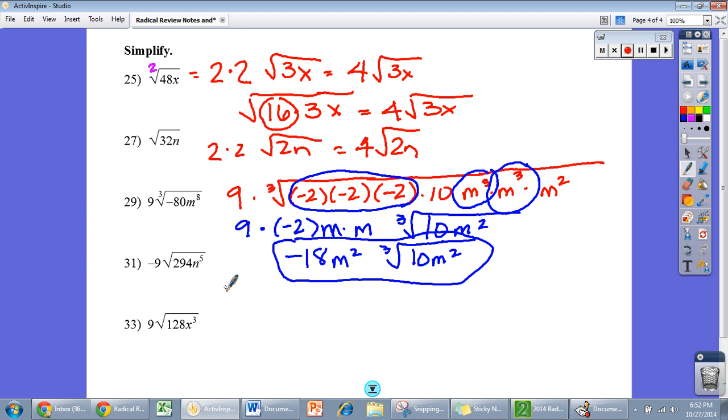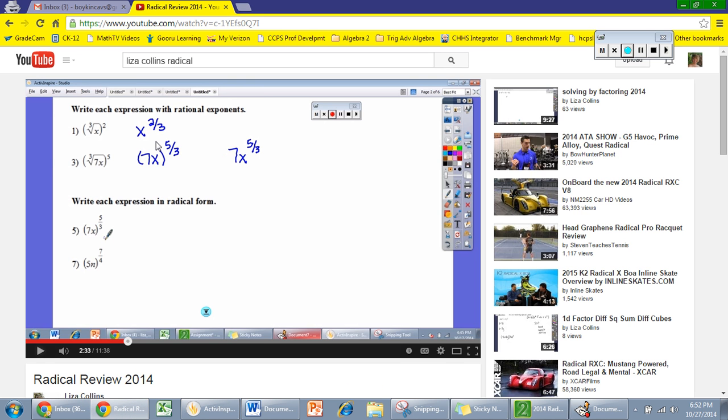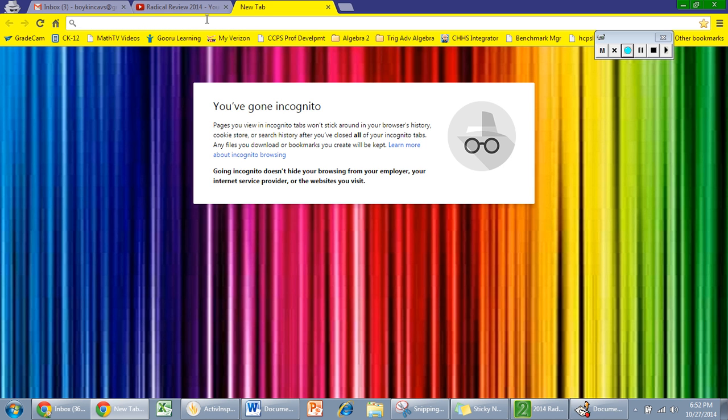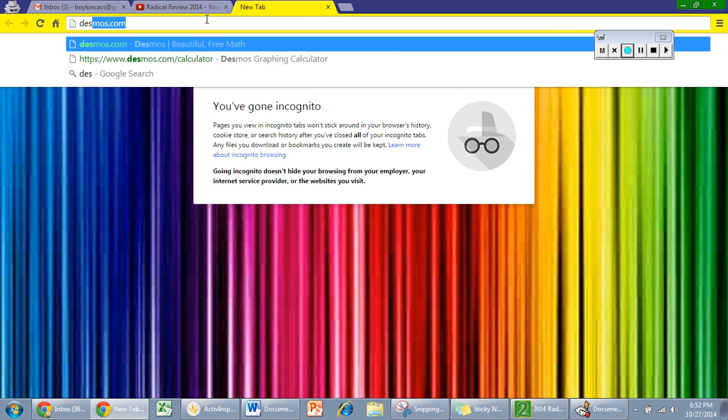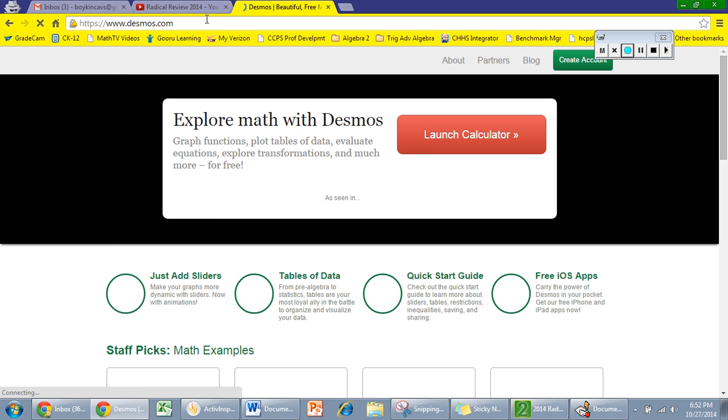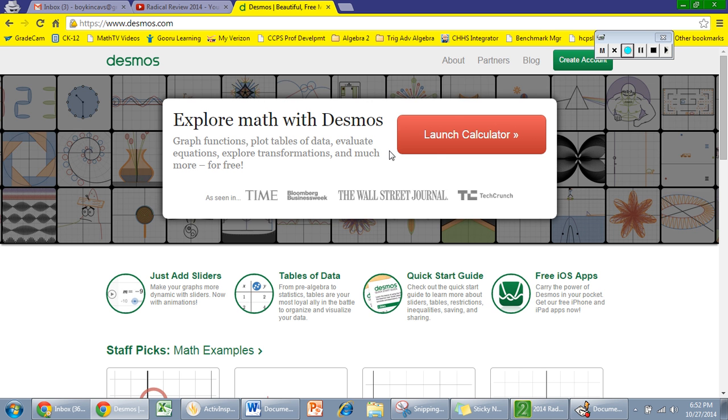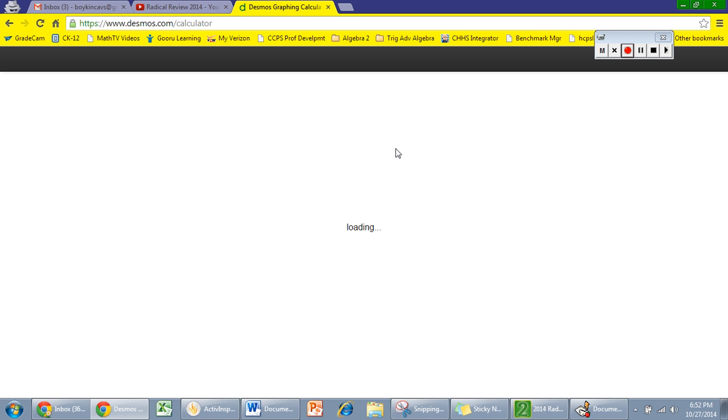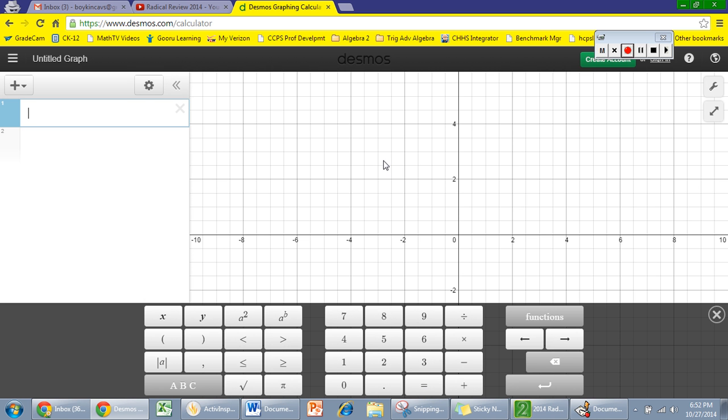For this next calculation, I want to show you a little trick. I'm going to show you both ways, because I know you're at home, you might not have that graphing calculator, but I told you about Desmos.com. So let me go to Desmos.com, and we're going to launch the calculator. And my next problem was the square root of 294.